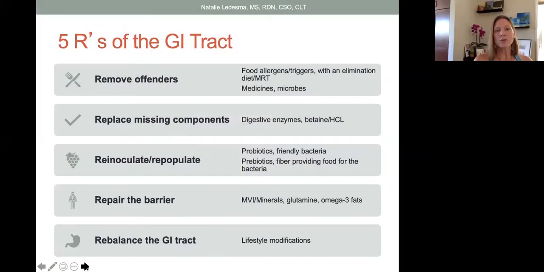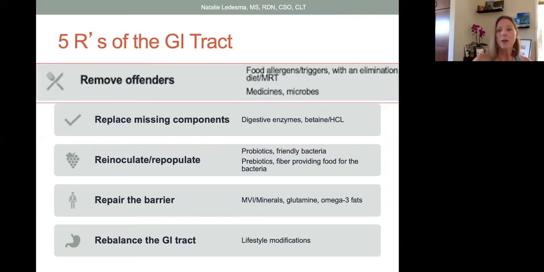So I want to introduce the 5 R's of the GI tract. And the 5 R's are basically how do we restore our gut system and our GI tract. We're going to spend more time on these, but I want to at least just mention the 5 R's are remove, replace, reinoculate or repopulate, repair, and rebalance. Those are the 5 R's.